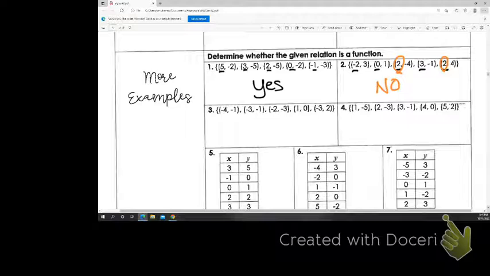Okay, notice I was not looking at the y's at all. I was only looking at the x's. Because every member of the domain, every x, can only be paired with one y. So when 2 shows up with -4 and then shows up again with 4, it's being paired with more than one y. So it's not a function.